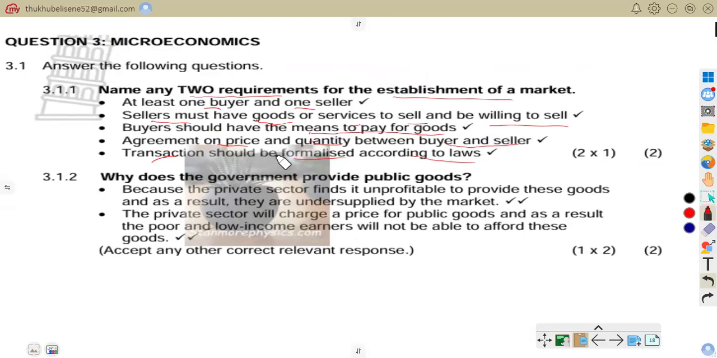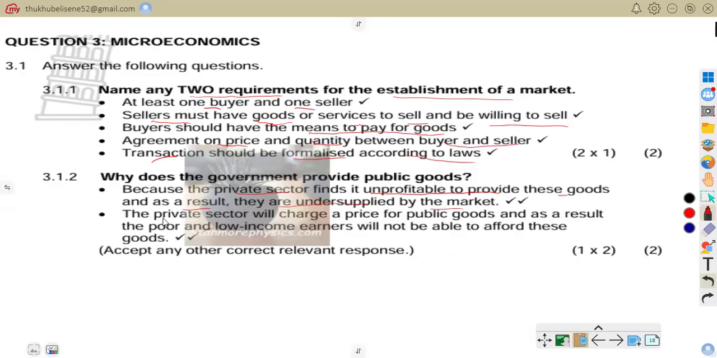Why does a government provide public goods? Because the private sector finds it unprofitable to provide these goods, and as a result, they are undersupplied by the market. The private sector avoids them due to low profit. That is the reason: those goods have got a low profit. For example, roads, street lighting, and stuff.